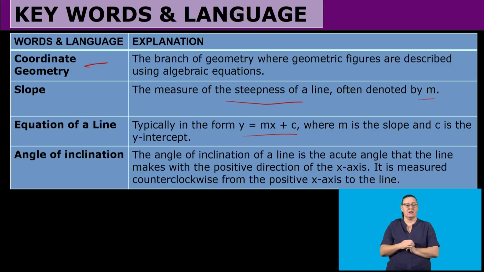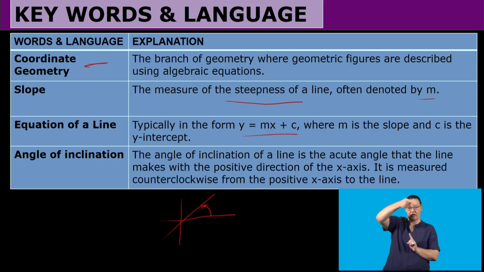The angle of inclination, that's the angle that a line makes, it's an acute angle that the line makes with the positive x-axis. So it's that angle there measured in an anti-clockwise direction. We often call it theta or beta or some other Greek letter.